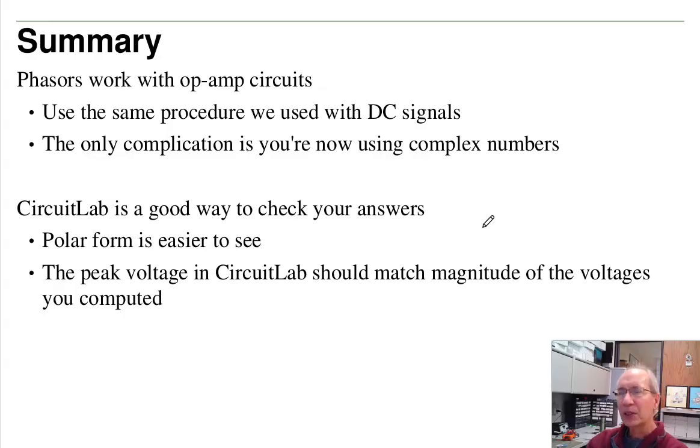In lab, including Circuit Lab, polar form is actually easier to see. In polar form, I have an amplitude at an angle. The angle tells you the delay. There is information there. The magnitude tells you the peak. So that's kind of what I use. In Circuit Lab, I use polar form. The peak voltage in Circuit Lab should match the magnitude that you calculate. And that is lecture number 28 for ECE 211, op amp circuits with phasors.